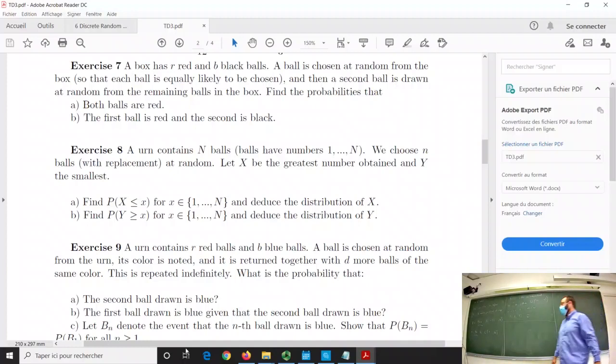Okay? So my first question will be: compute the probability that capital X is less than small x, for small x belonging to 1 to N. So try to do it by yourself, I give you 5 minutes.